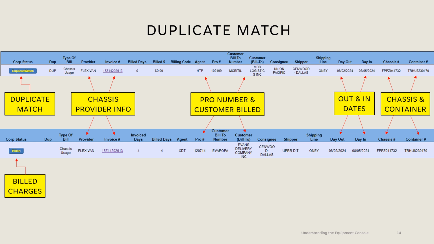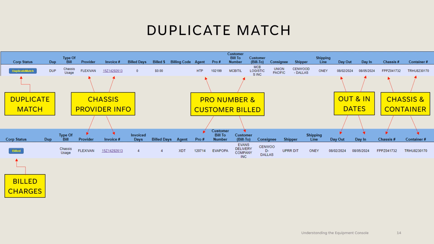And here is a perfect example of what a duplicate match invoice looks like in the equipment console. If you can see at the top, the first pro number HTP 102199 is marked as the duplicate. And if we come down and look at the bottom at the XDT 120714 invoice, this is the one that was actually billed to the customer.